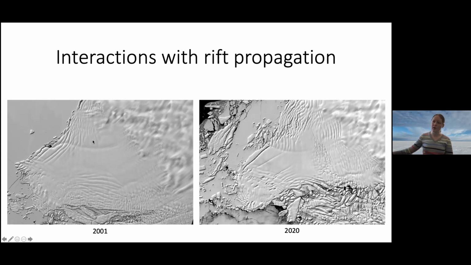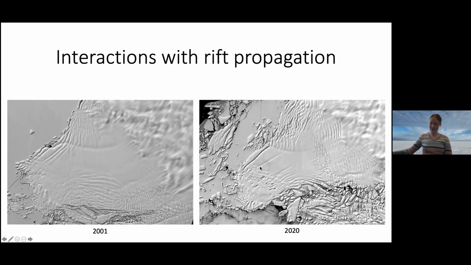And this is a 2001 image on the left. What's interesting here is there's this whole swarm of big rifts on the grounding line side of that channel, which propagate right through that channel. And then eventually they quit propagating through the channel. Now they stop at the channel, which is a very interesting interaction.